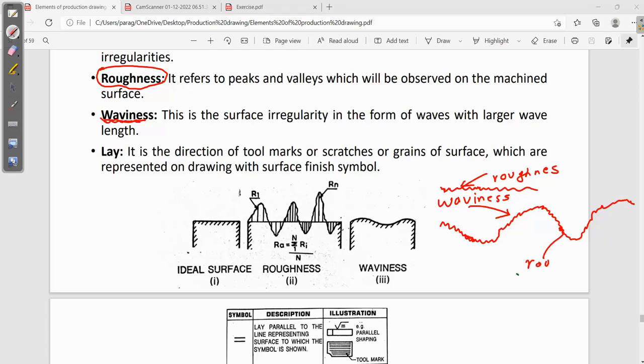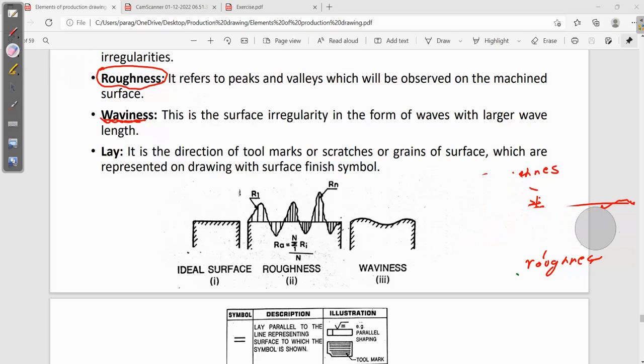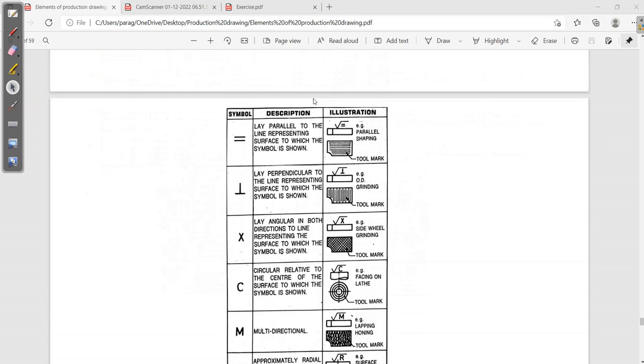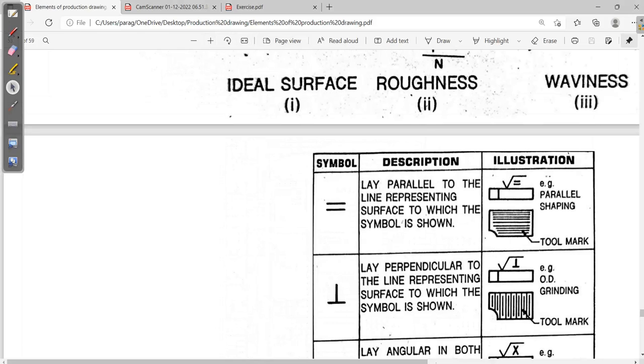These features are roughness, and this is called waviness. Roughness and waviness, that is the basic. Next I will explain lay. What is lay? It is the direction of tool marks, scratches or grains of a surface, which are represented on a drawing with a surface finish symbol. I'll directly explain with these examples or a table. I'll just zoom it.